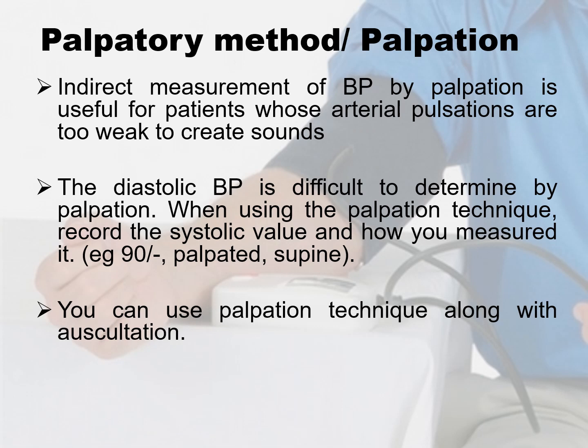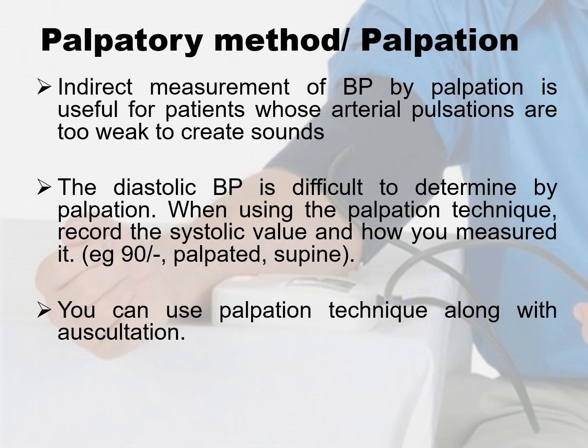Moving forward, another method for obtaining indirect blood pressure measurement is the palpatory method, or palpation. Indirect measurement of blood pressure by palpation is useful for patients whose arterial pulsations are too weak to create sounds. Severe blood loss and decreased heart contractility are examples of conditions that result in blood pressure too low to auscultate accurately. In these cases, you can assess the systolic BP by palpation.